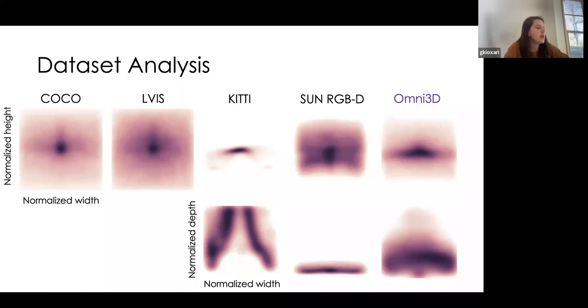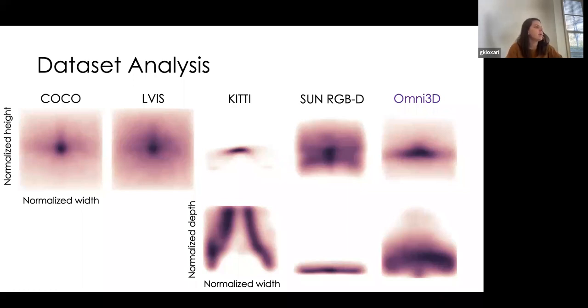But luckily Omni3D has a much better depth distribution of the objects. The furthest object that we get, the maximum value of depth that we observe, is up to 200 meters, which is great. It makes the problem harder, of course, but it also makes it more general. So this is the analysis of the data set, just to convey a little bit about what to be aware of when you are working with data sets.